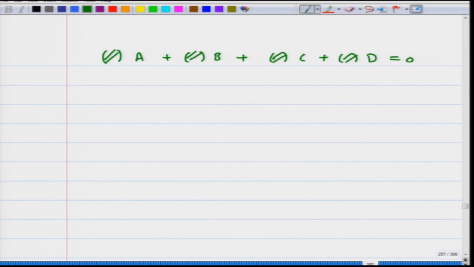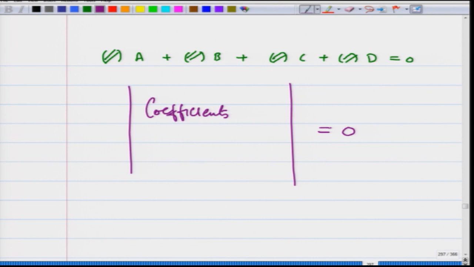If a, b, c and d have to be non-zero, a non-trivial solution, I should have the determinant of the coefficients equal to 0. And that gives a relationship between alpha, beta and k. I remember alpha and beta are related to energy and V0. So through this, I get E as a function of k.